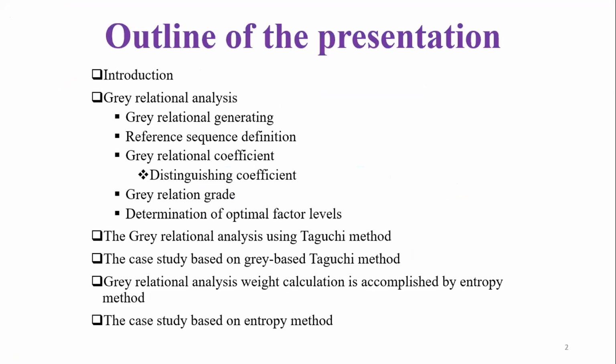After that, I'm going to gray relational analysis. Actually, in gray relational analysis there are so many steps, and I'm explaining each step one by one theoretically: the gray relational generation, reference sequence definition, aggregation coefficient. In the aggregation coefficient, one more distinguishing coefficient is there. How we have to do that, how we have to generate the aggregation grade, and how we can determine the optimal factors for your experimentation. That is what I'm giving theoretically in this session. Then after, I'm going to show how this gray relational analysis is implemented using the Taguchi method.